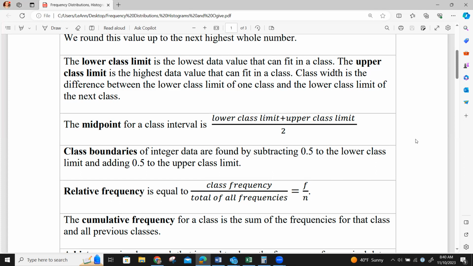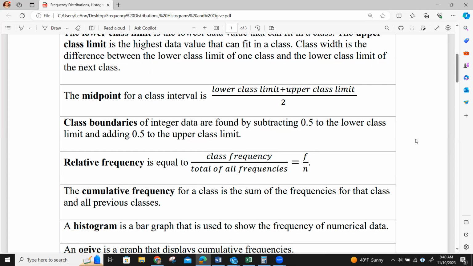Relative frequency is related to probability and percentages. We learned about that in class. Relative frequency is equal to the class frequency divided by the total of all frequencies. So that's the class frequency for that specific interval divided by the total frequency of all the data. The cumulative frequency for a class is the sum of the frequencies for that class and all the previous classes before it. So it's accumulating up to a certain point.